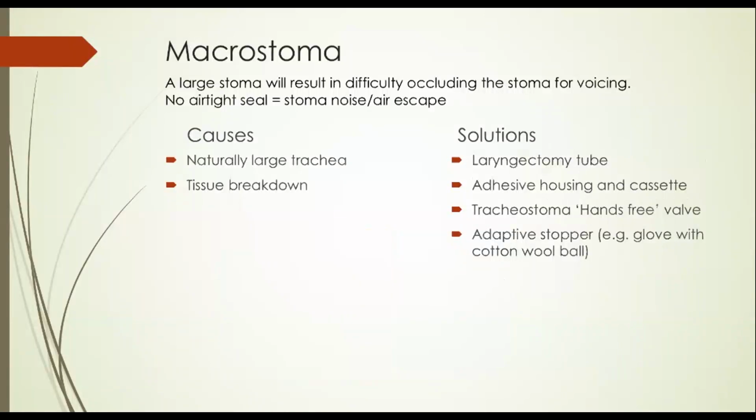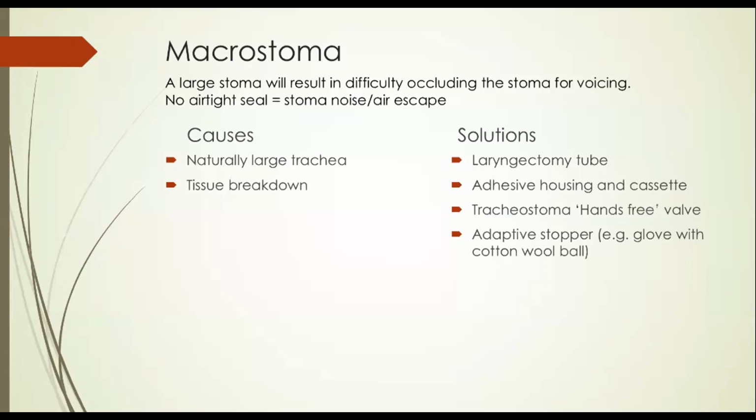The macrostoma, so this is where there's just a really large stoma. And this is a problem for voicing because it makes it difficult for the patient to digitally occlude that stoma so that they can get a good seal and the airflow can go through the prosthesis. Some patients just have a naturally large stoma in an area, or there could be tissue breakdown. Where there's tissue breakdown, again, we need to investigate and see what is the cause of that breakdown, and then treat either of those causes.